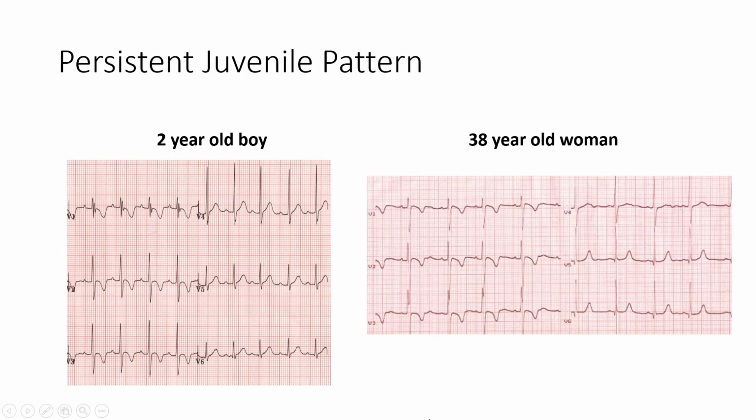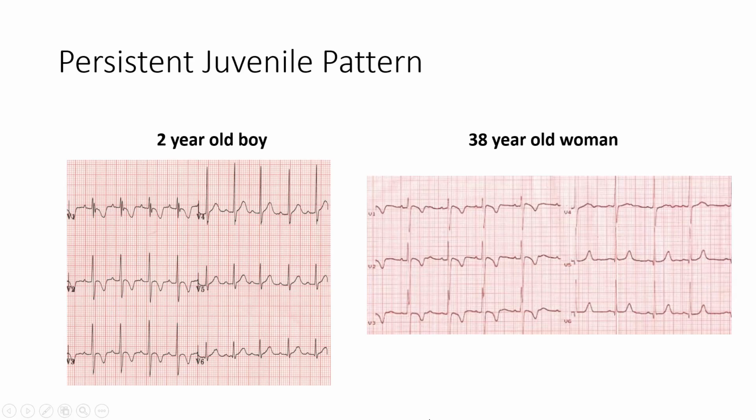Continuing with the theme of potentially life-threatening condition versus harmless finding, we can have T-wave inversions that are completely harmless. Here is the persistent juvenile pattern. You can see on the left, a 2-year-old boy's EKG shows these kind of deep T-wave inversions, and that's normal for kids because of their body habitus and electrical axis as it changes and grows with age.